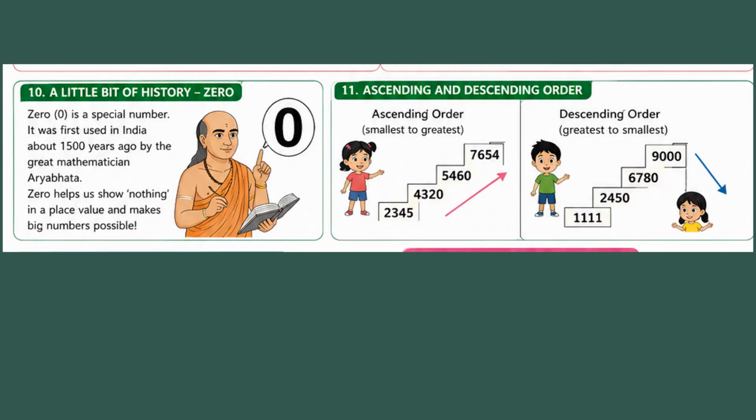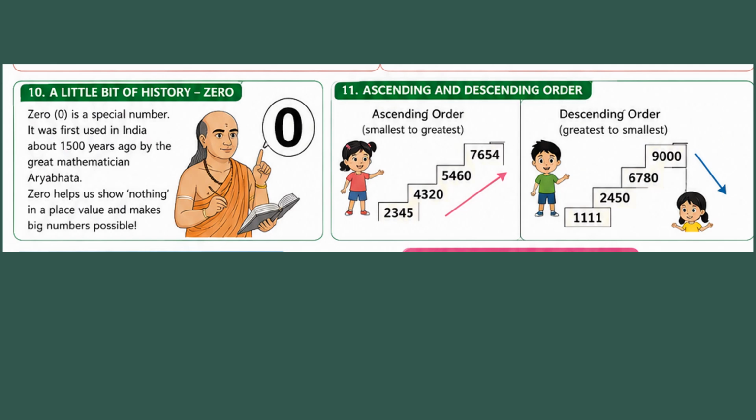I told you 0 has value. Yes, it is important. 0 is a special number and it was first introduced in India about 1500 years ago. It has a lot of value. It was introduced by the great mathematician Aryabhatta. I'm sure everyone must be aware, in 499 CE, Aryabhatta introduced 0 to us. 0 helps us show nothing in place value and makes big numbers possible.